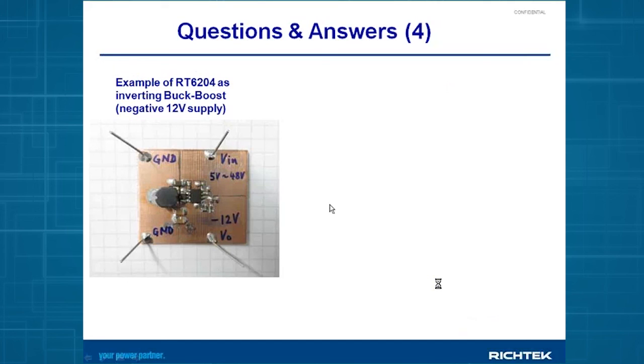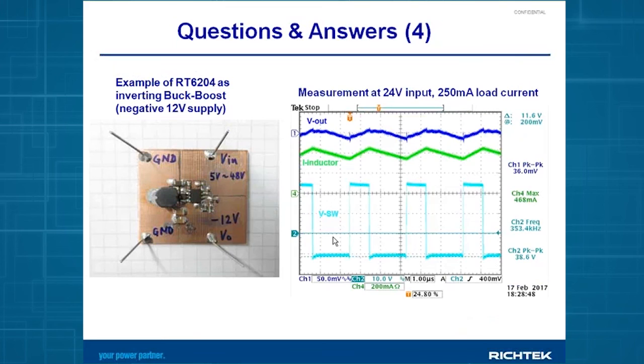Here's the example. I did this on my little, what I call a copper board. So I just did a single-sided little layout for this IC in this application. And you see with 24 volt input, 250 milliamps output load current, the output ripple is actually quite okay at 36 millivolts. And the inductor peak current at 250 milliamp load is around 460 milliamps.